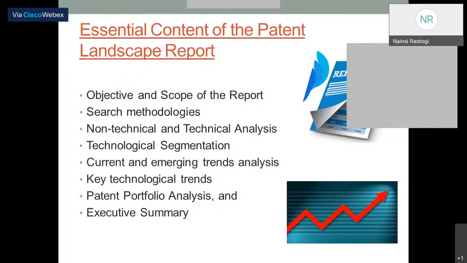It should also have the patent portfolio analysis. Suppose there is a university and they are having, let's say, 1,000 patents. So what is the quality of those patents? Whether these patents are generating money or not, whether they are working or not. Such type of analysis is done in patent portfolio analysis. Further, what are the strengths and weaknesses of the portfolio, like how many forward citations are there, how many backward citations are there. Such type of analysis should also be there in the report.